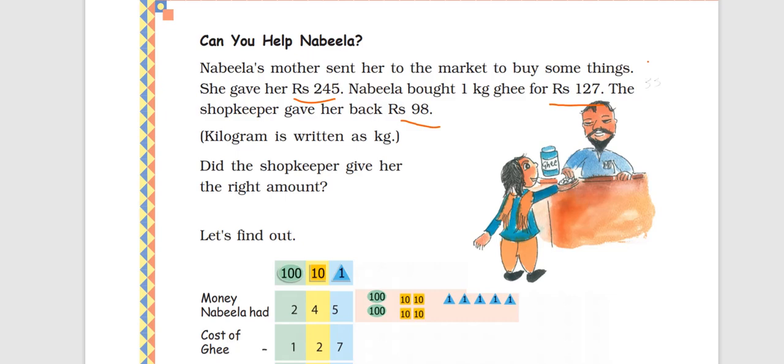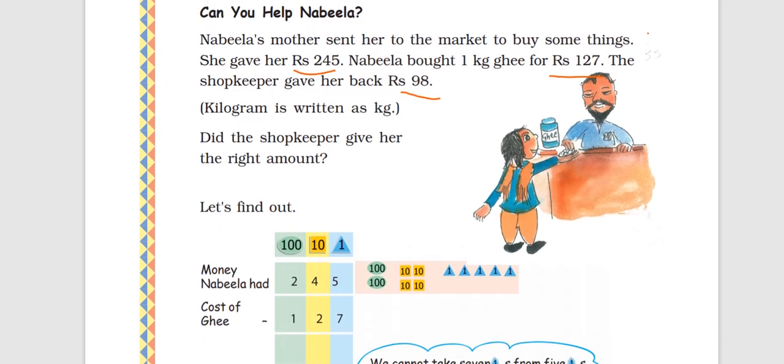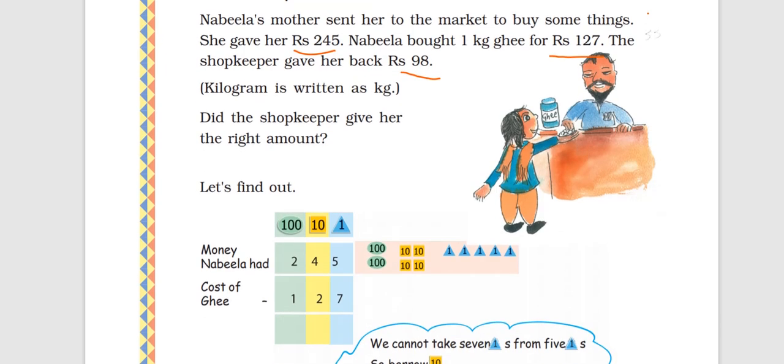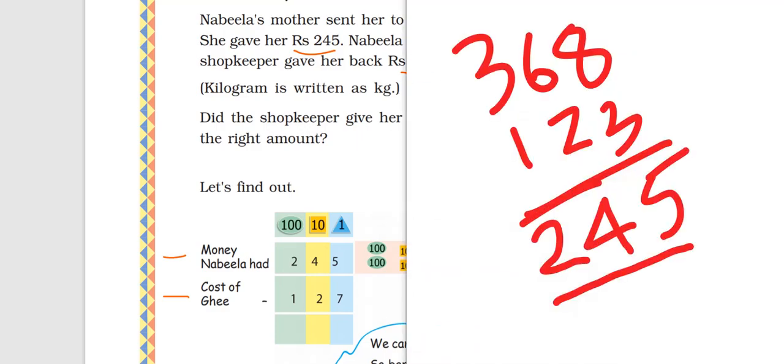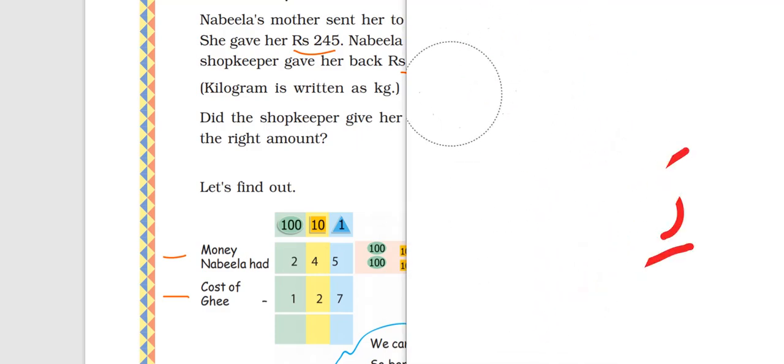Let's find out. So, how much did we start with? 245, right? That's how much Nabila had in the beginning. How much did she spend? It is 127. So how much should she be left with? Again, the keyword is left over there. So we are subtracting. So we have 5 in the ones place and we need to subtract 7. Okay. Now we need to borrow or regroup. And let's see how we are going to do that.